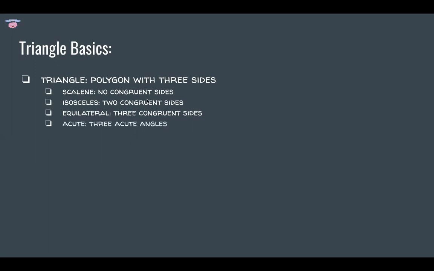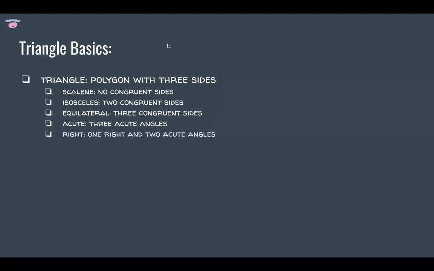You can also classify a triangle by angles. So acute means three acute angles. An acute angle is basically less than 90 degrees, as we talked about earlier. So for example, this can be 60, this can be 59, and this can be 61. Equilateral triangles are also acute.